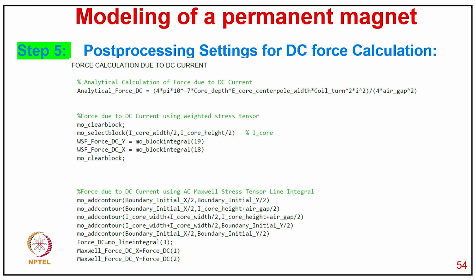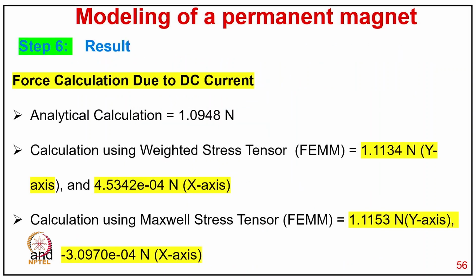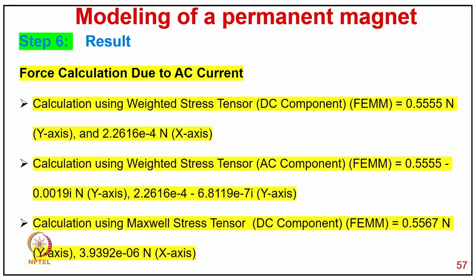And this is the step 5 process, the setting for DC force calculation with the code in MATLAB. You can see the code given clearly here, and similarly the code for force calculation. The result comes as step 5, the force calculation due to the DC current: analytical calculation 1.0948 Newton. Calculation using the weighted stress tensor FEM gives 1.1134 for the Y axis and 4.5342 × 10⁻⁴ Newton in the X axis. Calculation using the Maxwell stress tensor gives 1.1153 through the Y axis and −3.097 × 10⁻⁴ in the X axis.